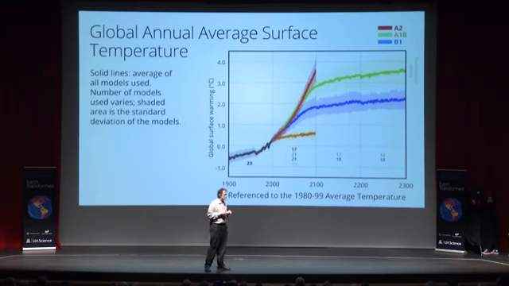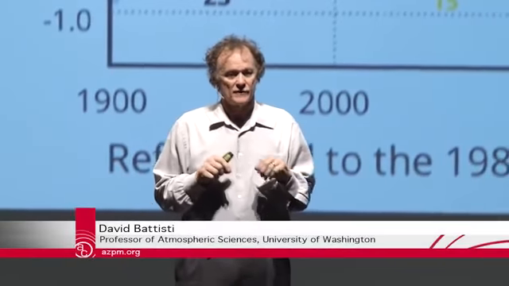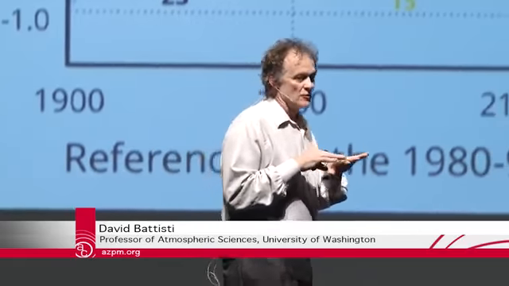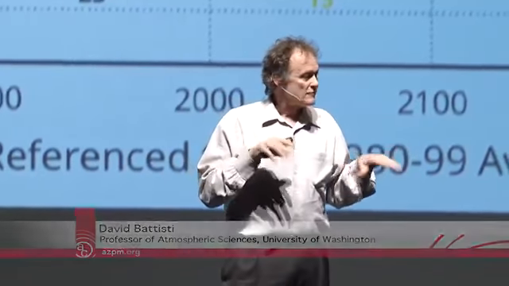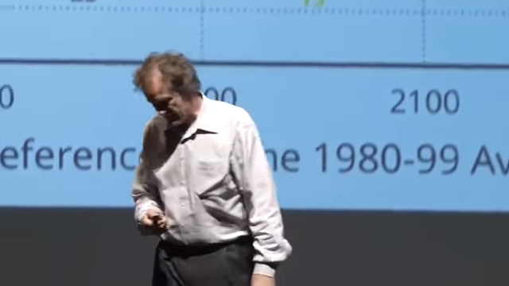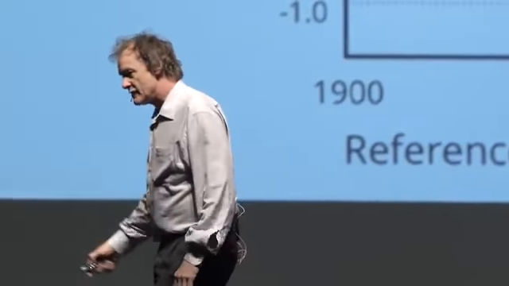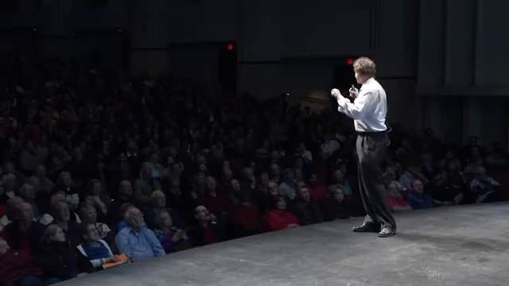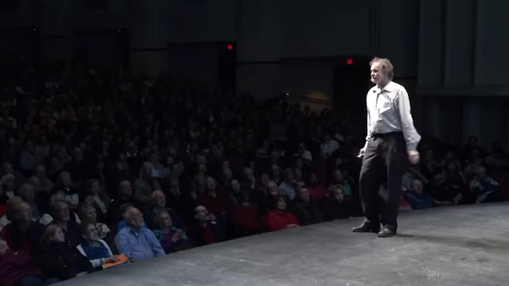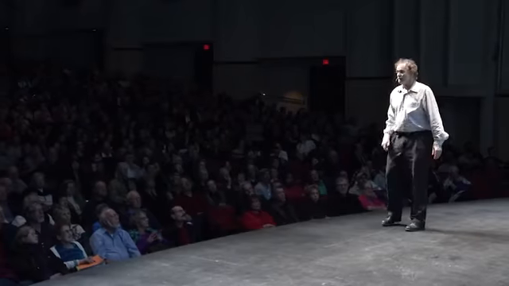Land warms more than ocean, high latitudes warm more than tropics, but the total average warming will be different from one model to the next, okay? And that's simply because we don't fully model clouds from F equals ma, which is Newton's law, right? You just don't have the computer power to do that.